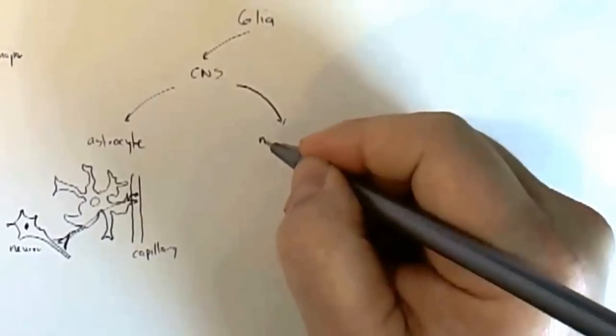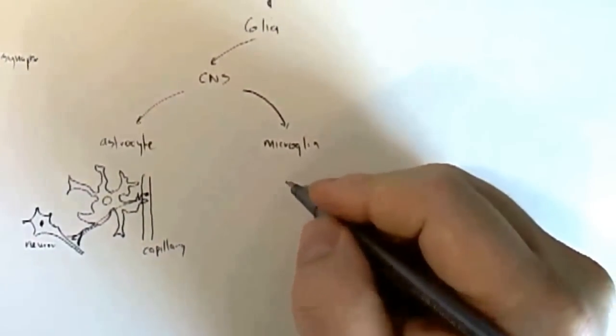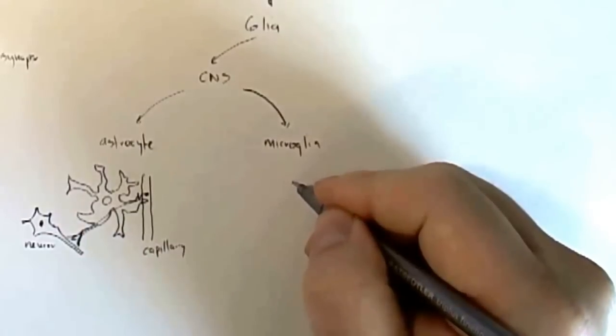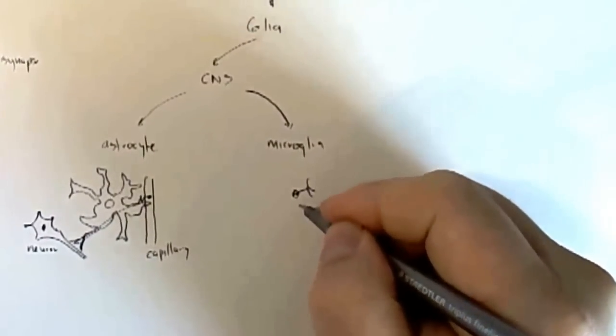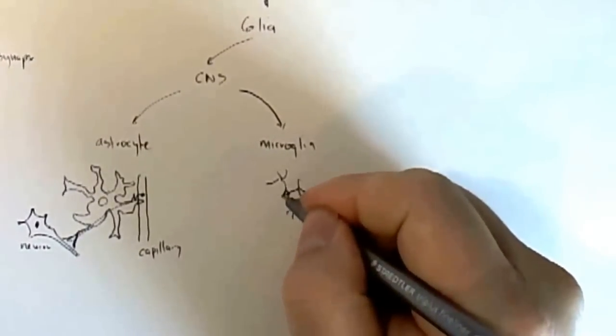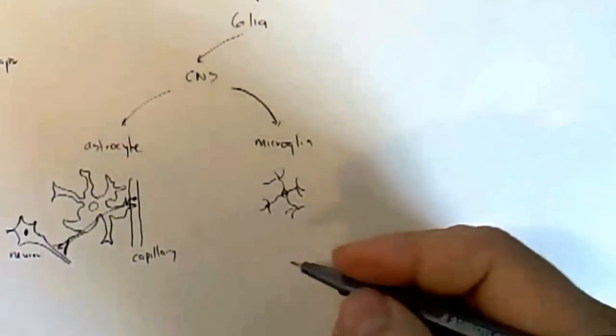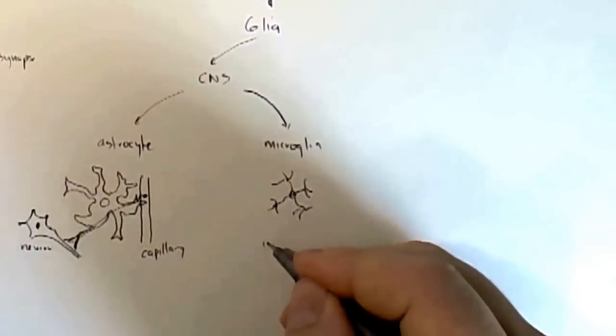We also have something called a microglia, which looks a lot smaller than an astrocyte. Maybe not a lot smaller, but it looks kind of spiderish. We won't necessarily be drawing these, but what this does is it's an immune cell.